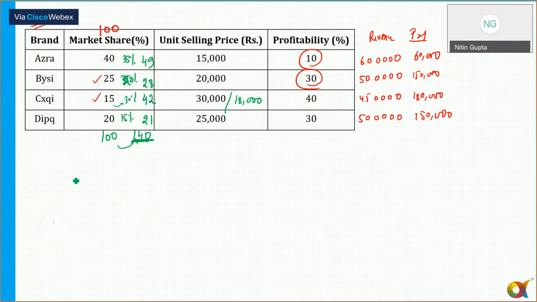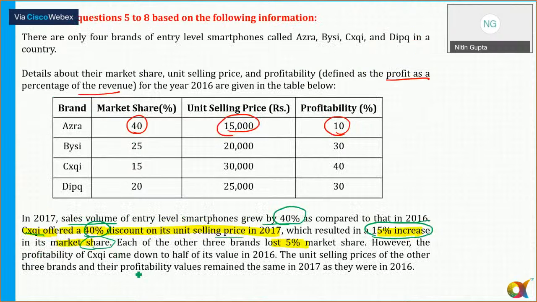So I can write it down here. The companies A, B, C, and D. The market share, number of units: the number of units here is equal to 49, 28, 42, and then 21. And selling price. So the selling price for C is becoming 18,000, guys. Okay, for C it is 18,000.